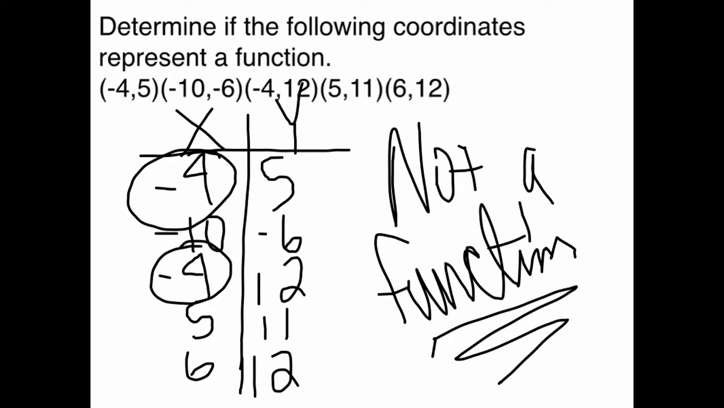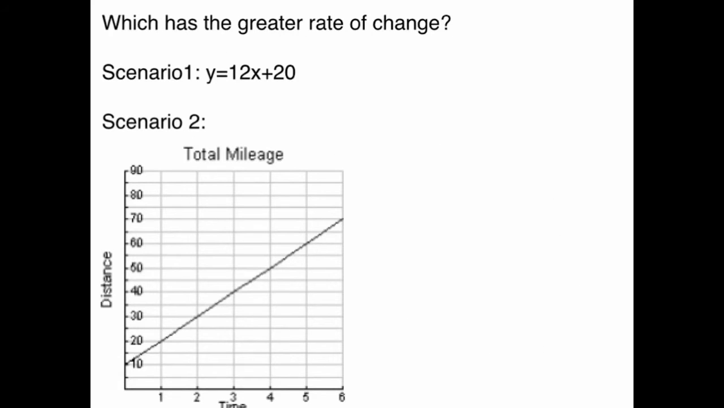Alright, let's do one more example. Which has the greater rate of change? So I have two scenarios here, Scenario 1 and Scenario 2. Scenario 1 is my equation, y equals 2x plus 20. In order to compare this graph and this equation, I need to write an equation for my graph. So I'm going to go ahead and start with my y-intercept. And I look at my graph and I see I have a y-intercept of 10.